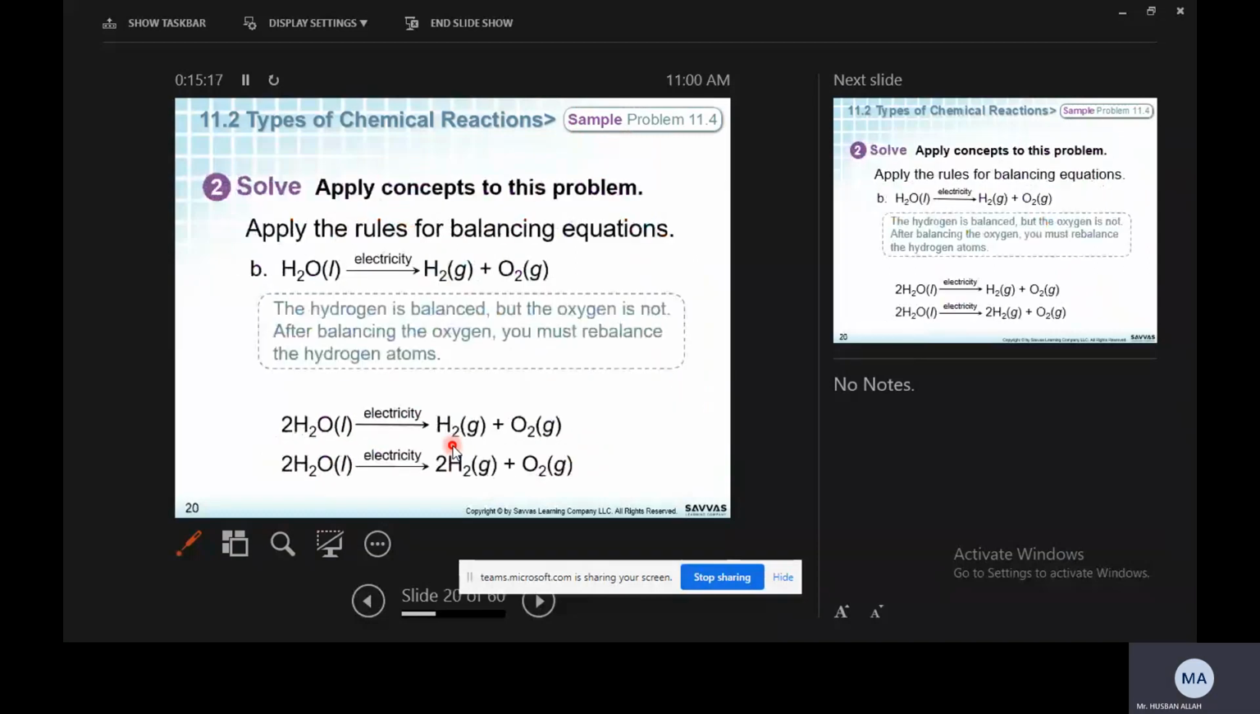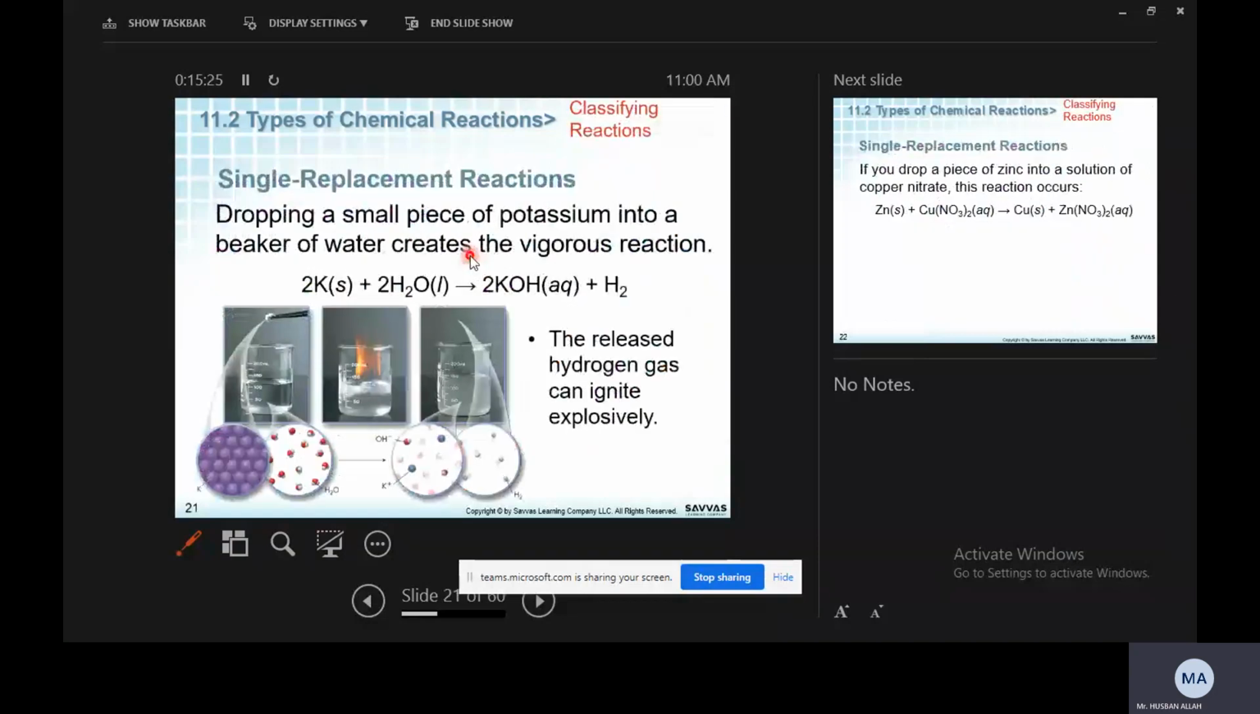Single replacement reaction and double replacement reaction, right? So first we have the single replacement reaction. Dropping a small piece of potassium into a beaker of water creates a vigorous reaction. If you look here, in this reaction we have potassium plus water. How are they going to replace? Potassium is going to replace hydrogen, right? You can see potassium and H2O. The released hydrogen gas can ignite explosively. Potassium plus water forms potassium hydroxide and hydrogen gas.